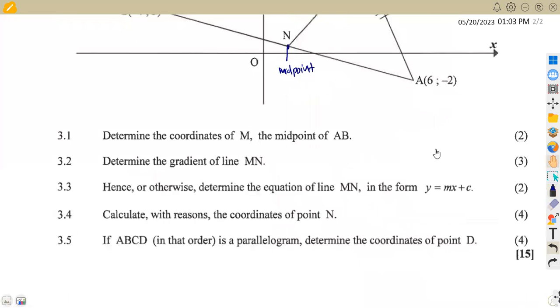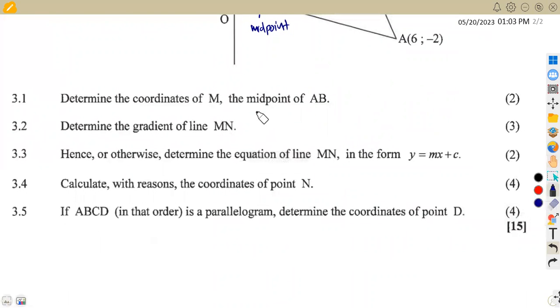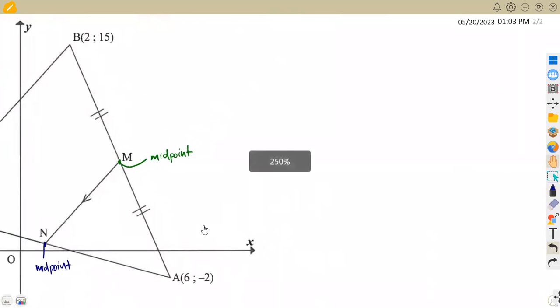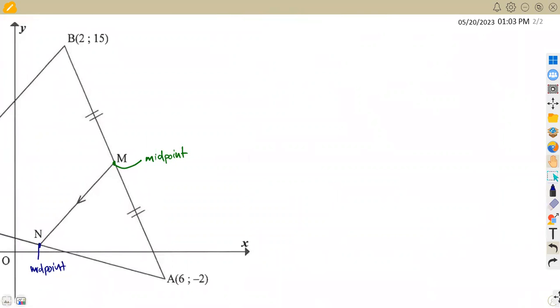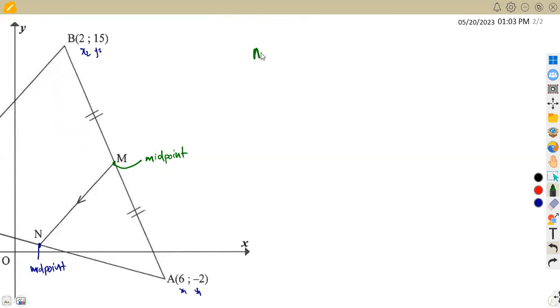The question is on 3.1, where we are given to determine the coordinates of M, the midpoint of AB. So we have got the M, which is the midpoint of AB in this case. All right, so we've got the point A and we've got the point B from this part here. So you can just say this is our X1, this is our Y1, this is our X2, this is our Y2. So we know that in order for us to determine the midpoint M, which is question 3.1, M is going to be given as X1 plus X2 over 2, Y1 plus Y2 over 2, which is the formula that you're given from your formula sheet for the midpoint.